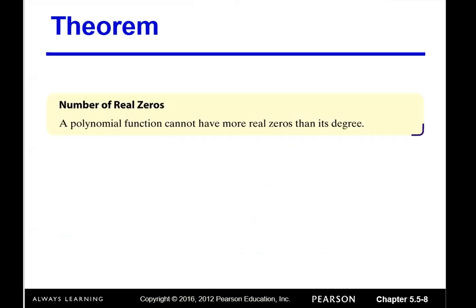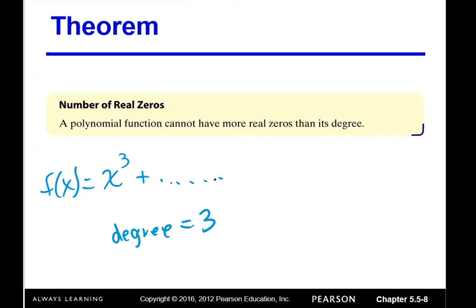Okay, moving on. I've talked about this before, just to refresh your memory. A polynomial function cannot have more real zeros than its degree. So whatever the degree is, if f of x is equal to x cubed plus a bunch more terms, if the degree is equal to 3, then the number of zeros is 3 or less. It doesn't have to be 3, but it can't be any more than 3.